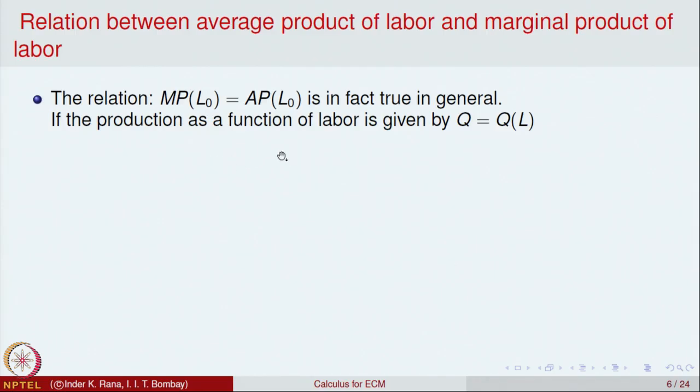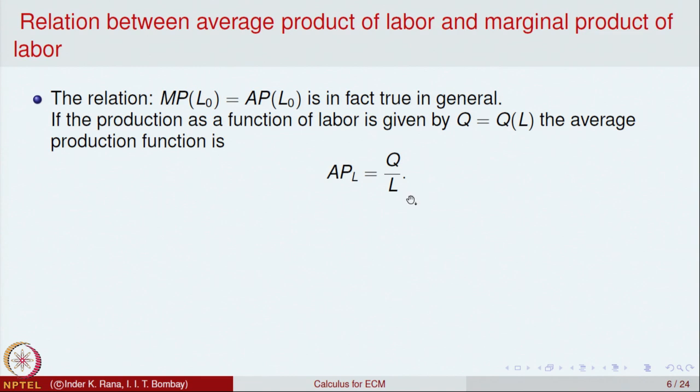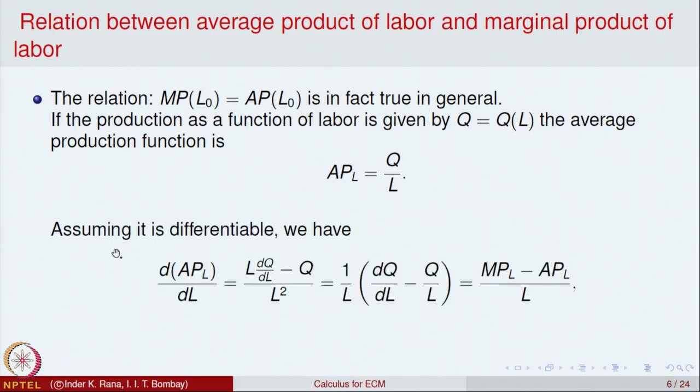Let us look at a production function. Production as a function of labor is Q = Q(L). So, production depends on the labor L. The average of this production will be Q/L. Assuming it is differentiable, we can differentiate this function. To differentiate this, Q is a function of L, and L itself is in the denominator, so we need to use the quotient rule. Of course, we are assuming L is bigger than 0 here because the labor is bigger than 0.